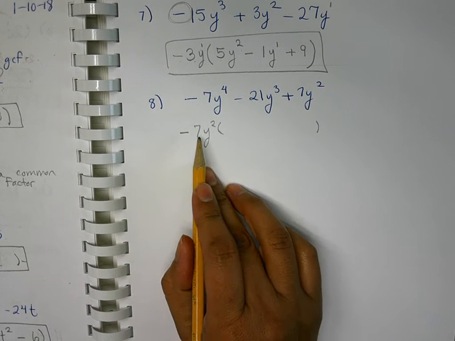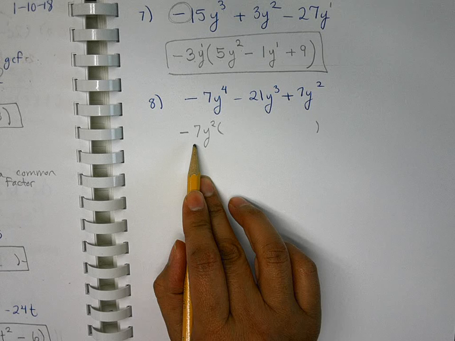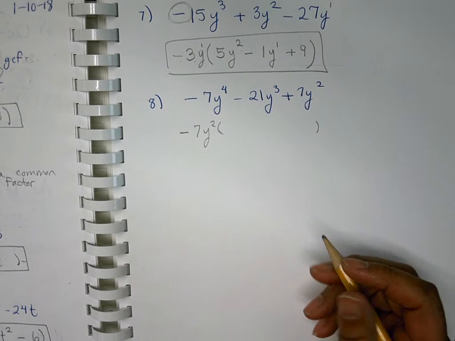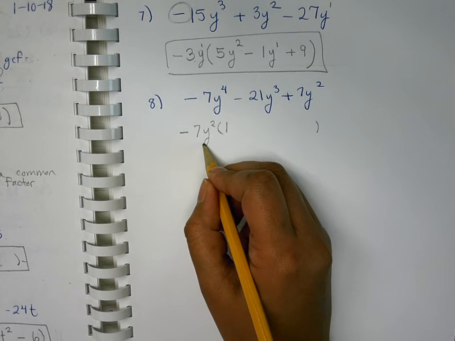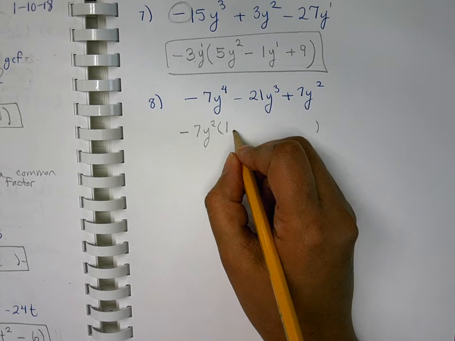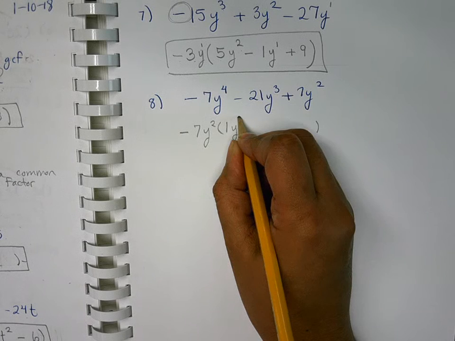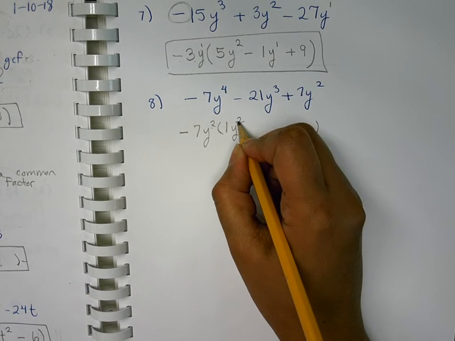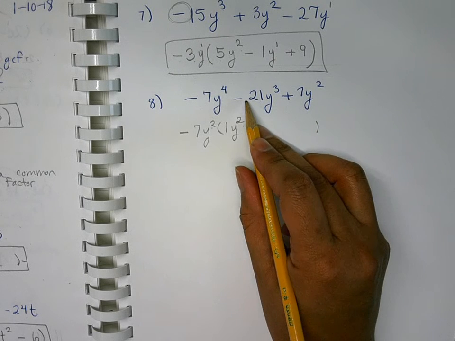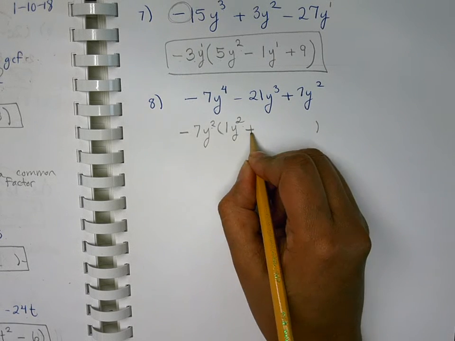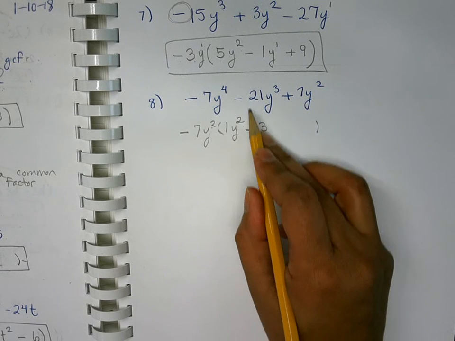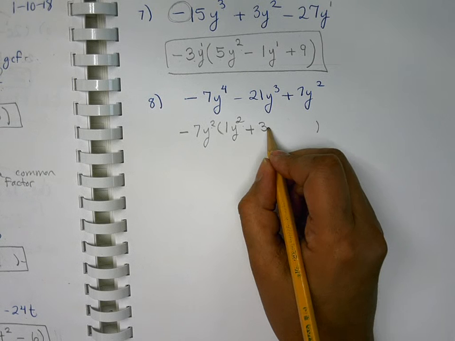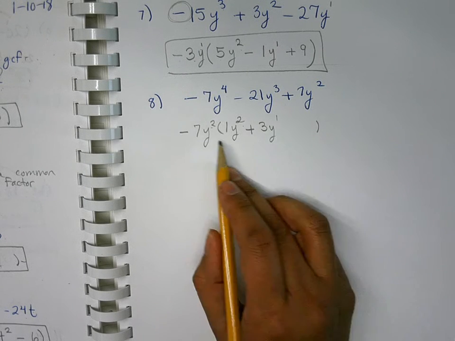Okay, -7y squared. -7 times what is -7? +1 or -1? +1. Y squared, I want it to be y to the fourth, so what is this going to be? Y squared, because 2 plus 2 is 4. Okay, this is minus, what is it going to become? Plus 3, I heard. -7 times +3 is -21. Y squared, I want it to be y cubed. What do I put here? Y to the first, because 2 plus 1 is 3.